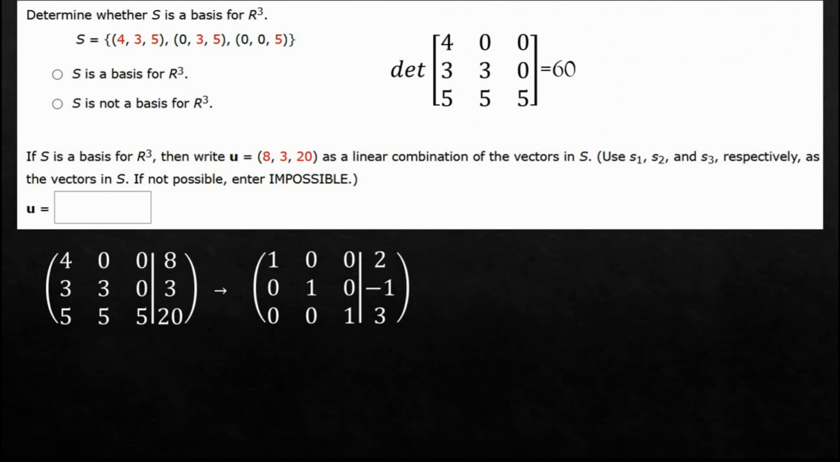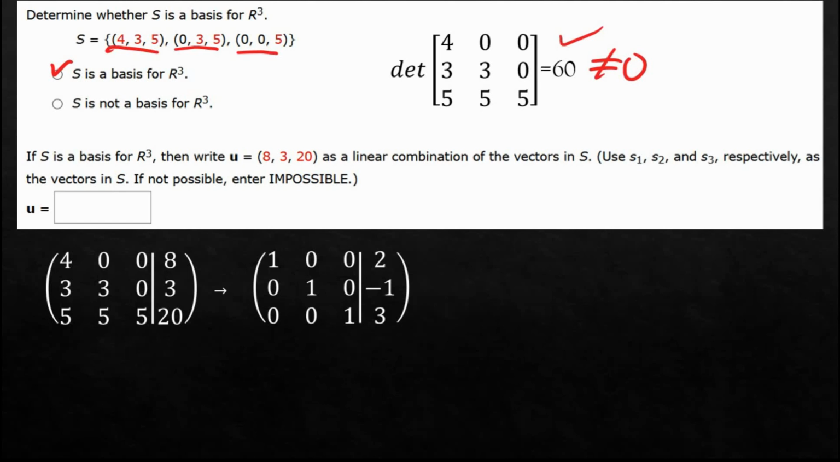Now determine whether S is a basis for R3. So it's R3 and I have three vectors. Good. So I check the determinant. Here the determinant is not equal to 0. So that means then that here S is a basis.